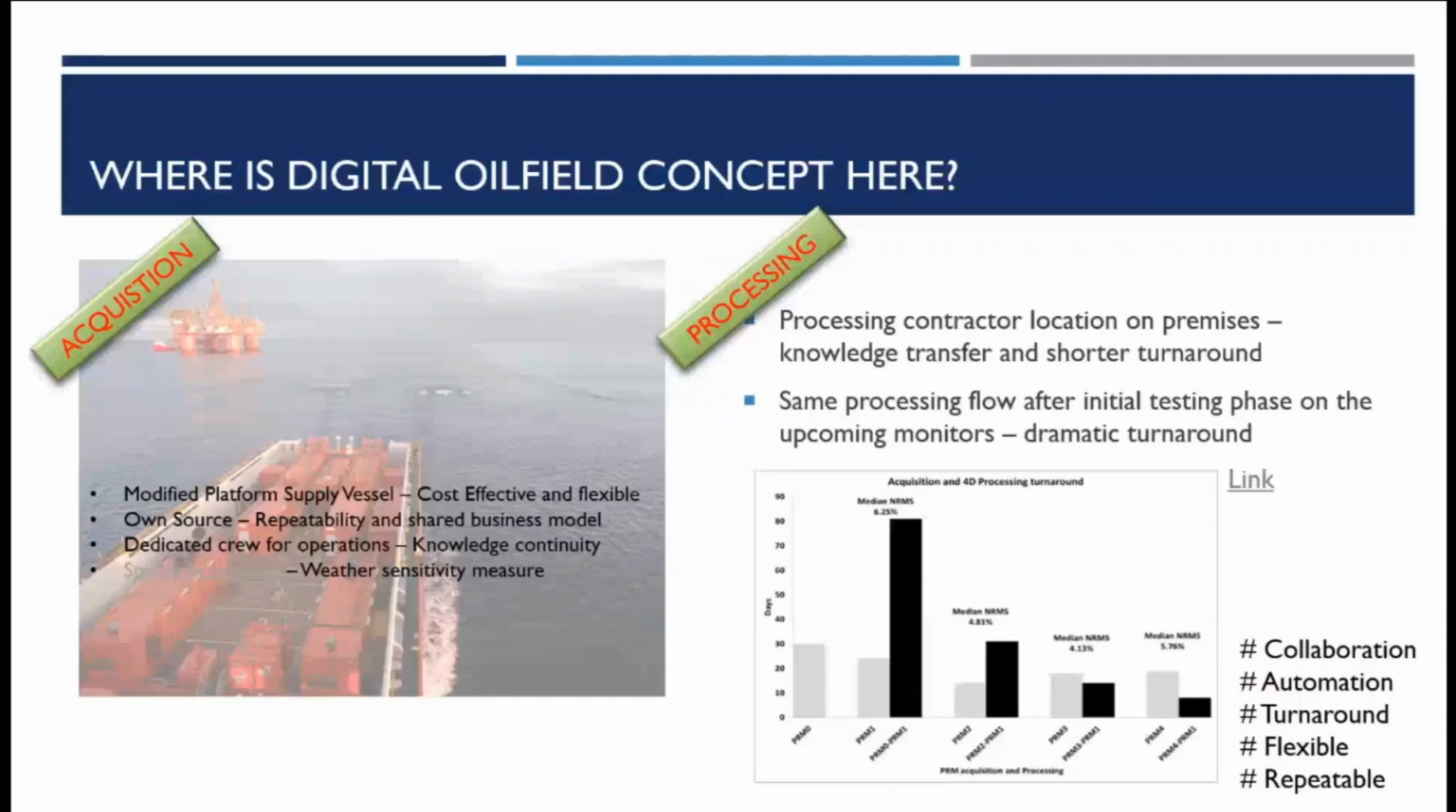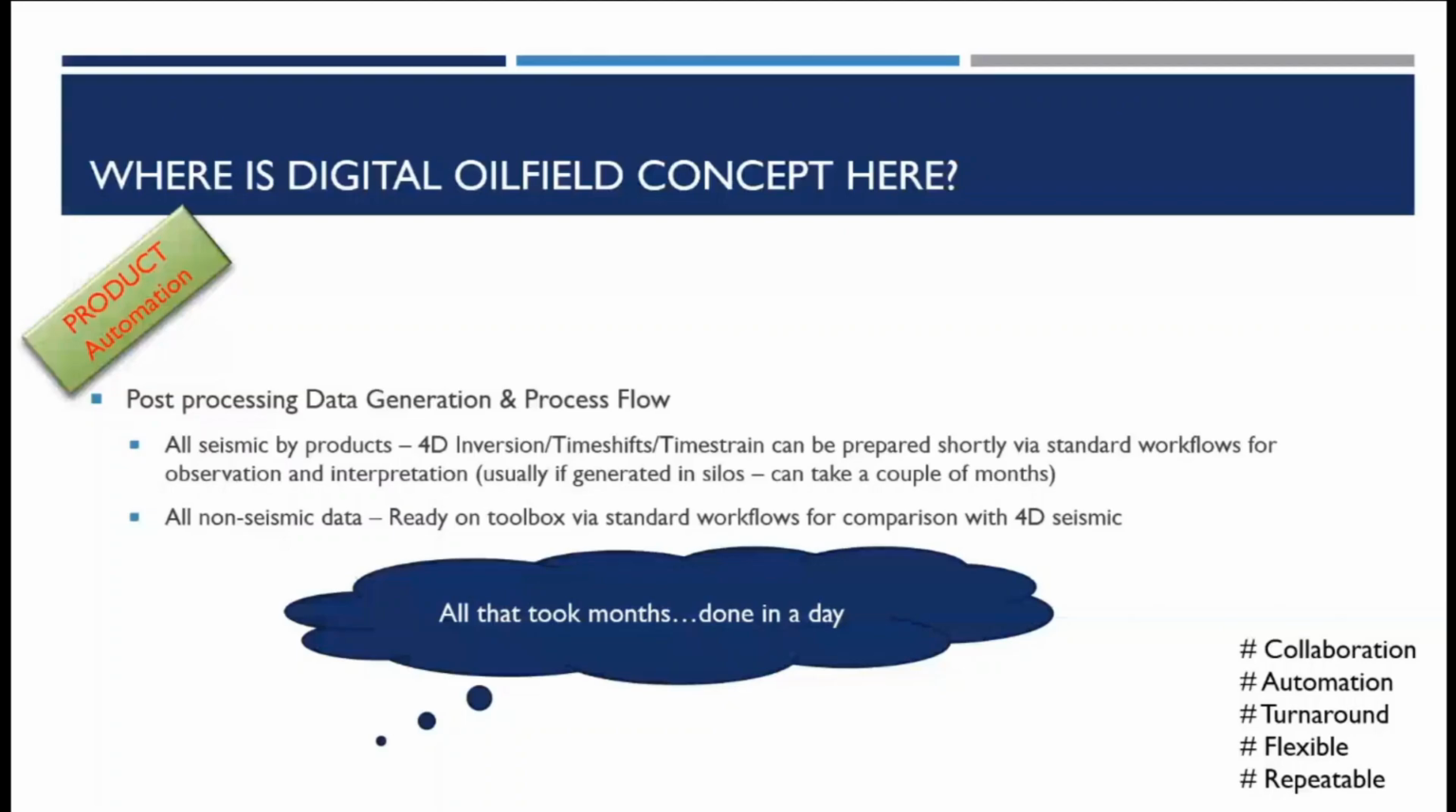Then the next phase is product automation. So what happens after acquisition and processing? Your processing vendor provides you the processed seismic data. What do you do with it? You can't just start working with it immediately. Of course, you have to start working with it immediately, but you need to make certain byproducts out of it. And one of the key byproducts, for many fields, is 4D seismic inversion.